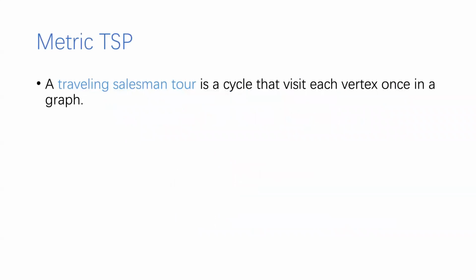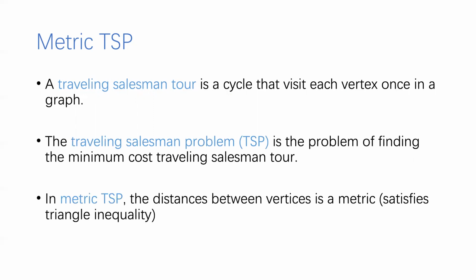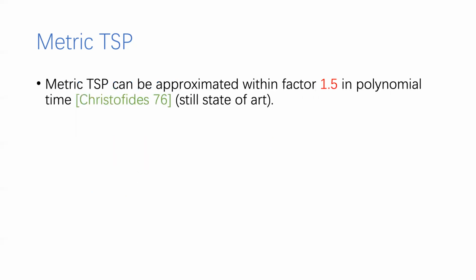Given a weighted complete graph, a traveling salesman tour is a cycle that visits each vertex once. And then the traveling salesman problem, which is short for TSP, is the problem of finding such a tour with the minimum cost. While in metric TSP, the distance between vertices is a metric, which means it is symmetric, and more importantly, it satisfies the triangle inequality.